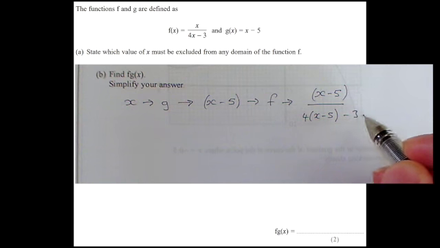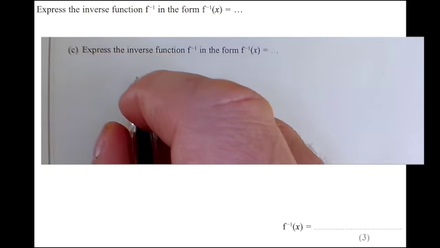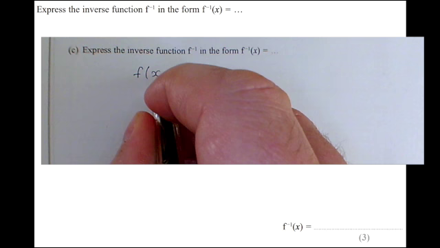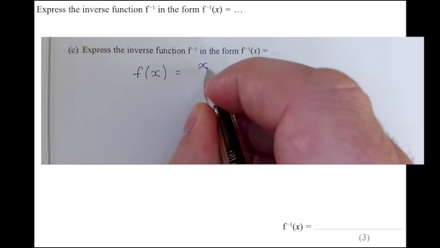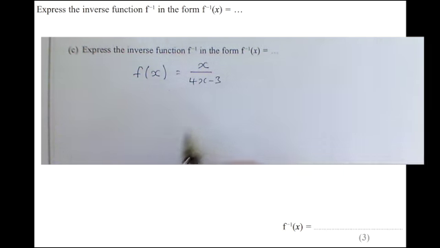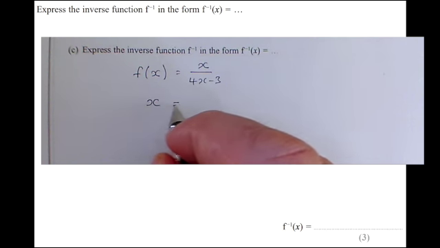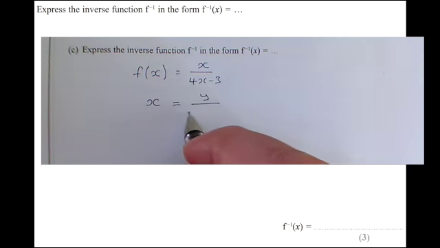And of course our job now is to tidy that up. So let's do so. x minus 5 over 4x, now 4 fives are 20, take away 3, minus 23. I think that's the final answer. Right, for the inverse, remember we've got to reflect things in the line y equals x. My x's become y's, and my y's become x's. Okay, so let's rewrite the question, f of x, to find the inverse. We're going to rewrite that as y over 4y minus 3. That's the trick. So x is going to equal y over 4y minus 3.